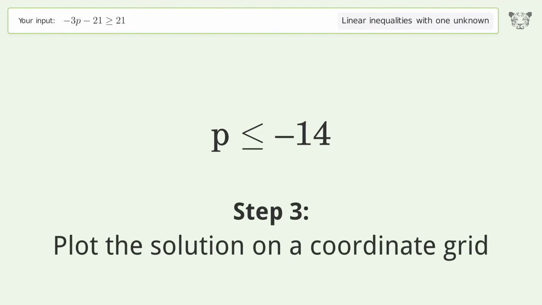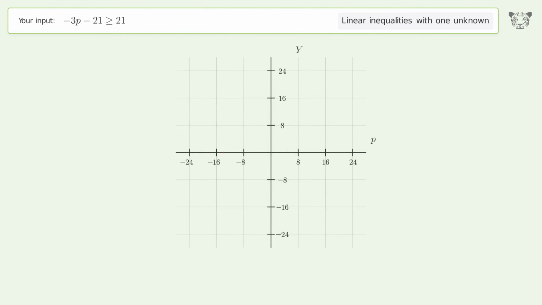Plot the solution on a coordinate grid. And so the final result is p equal or smaller than -14.